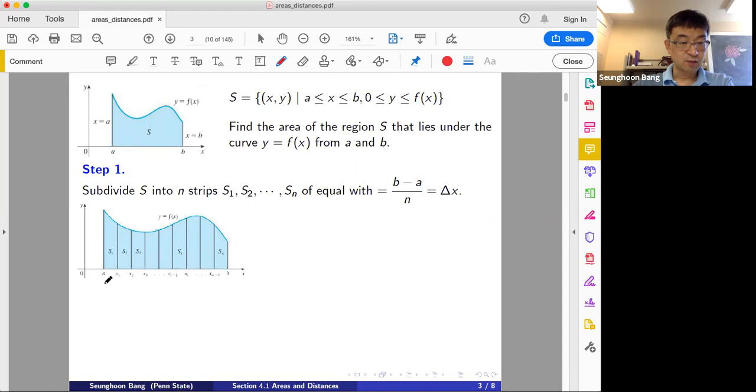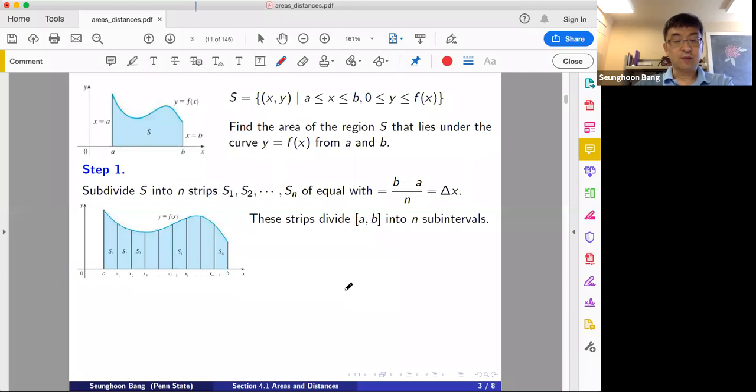So we have to give notation. This a is exactly this x0. This is x1, x2, x3. This one is x_{i-1}. This is xi. So this is x_{n-1}. The last one, b, is like xn. You can use this notation like this.